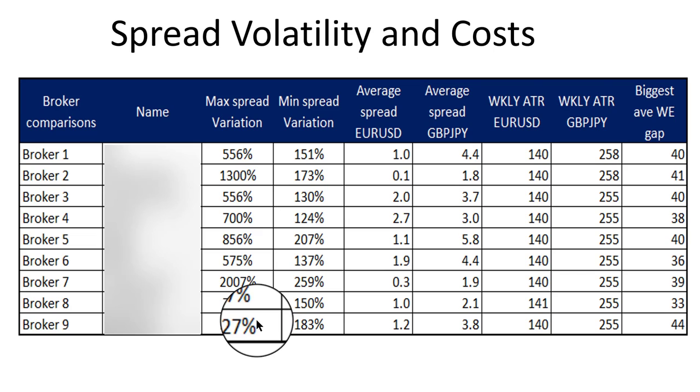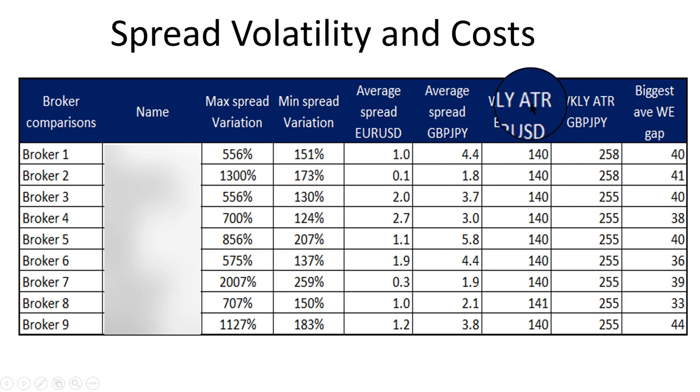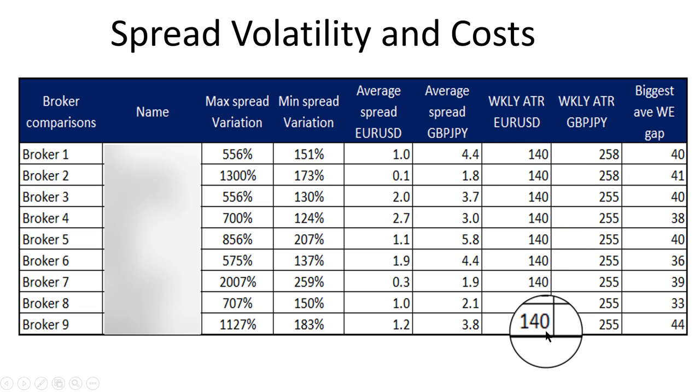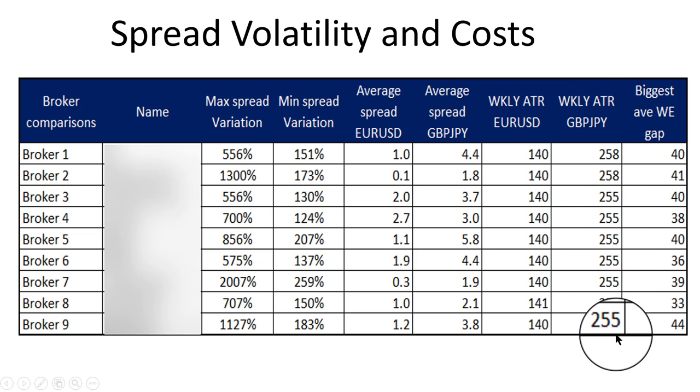Now, why do they do that? Because they can't control the selling price. What we've done here is we've looked at the weekly average true range on the euro based on the selling price. And you can see all the brokers basically have consistent selling prices. The weekly ATR for the pound yen, again, all the brokers have really consistent selling prices. So the selling prices are basically the same for all the brokers that we've looked at so far.